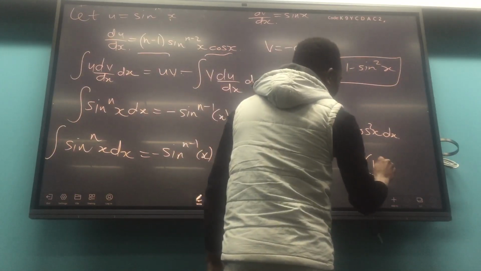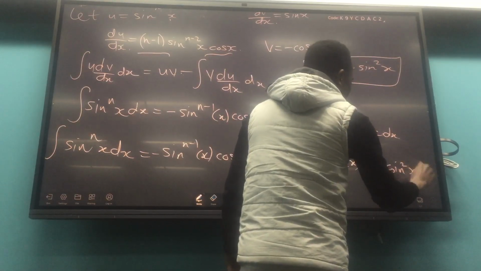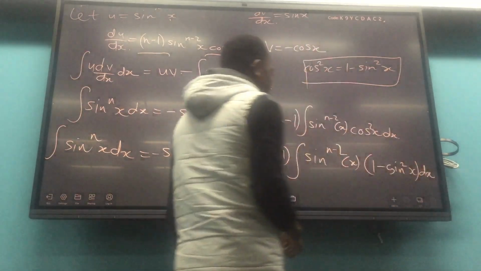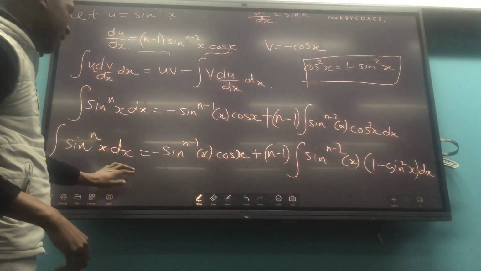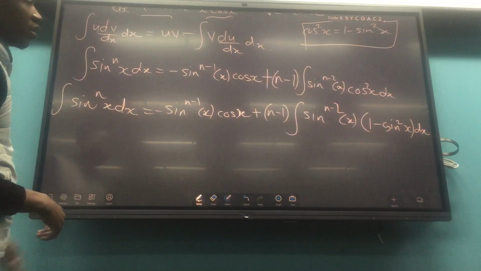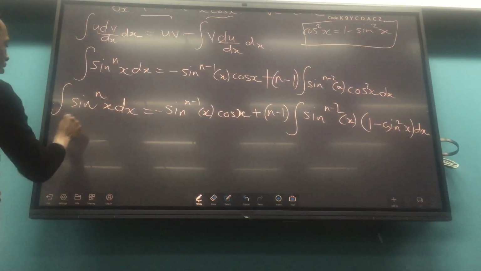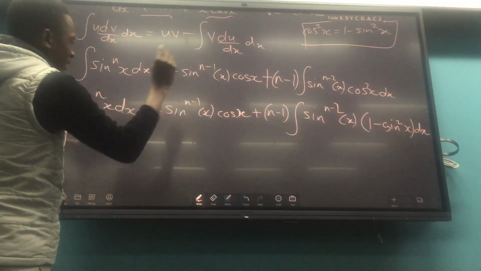Here we're going to put 1 minus sine squared of x dx. So we're going to have something like that. Now what we're going to do next is we're going to just expand this part. So nothing changes here, right? We're just going to expand that bracket there.